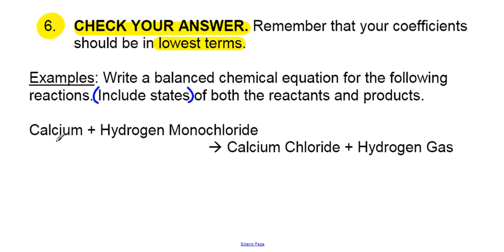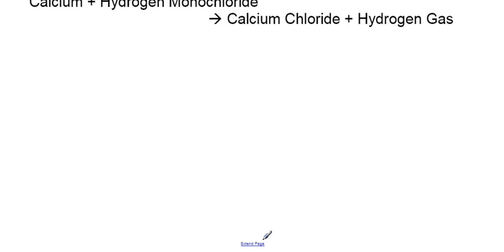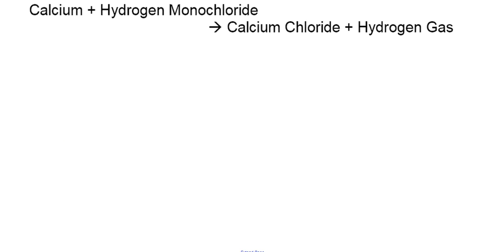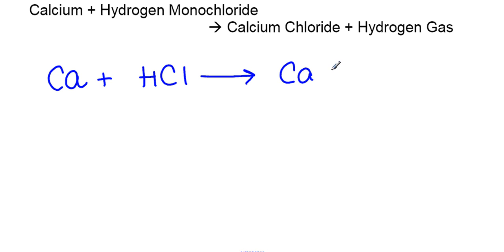All right, hopefully you've given this a shot. Let's take a look. So, calcium plus hydrogen monochloride is calcium chloride and hydrogen gas. Calcium is a metal, so when I balance it, I just need Ca. Next, hydrogen monochloride, HCl. Then calcium chloride, CaCl2, and hydrogen gas. Hydrogen's one of those diatomics, make sure you put a 2 there.